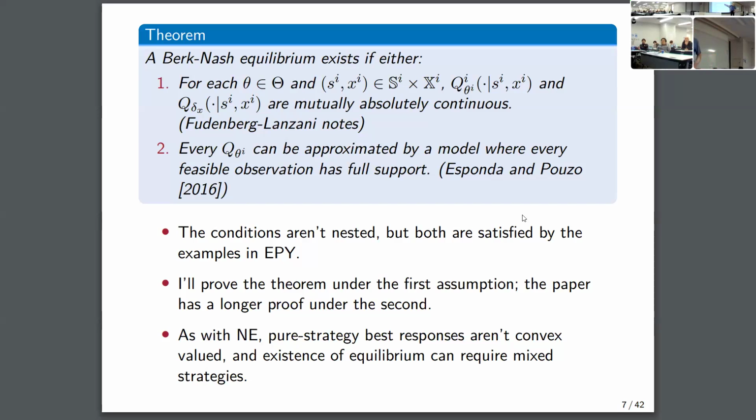Every Q theta can be approximated by a model where every feasible observation has full support. The alternative, not nested, assumption is that the subjective models Q theta and the truth are mutually absolutely continuous.